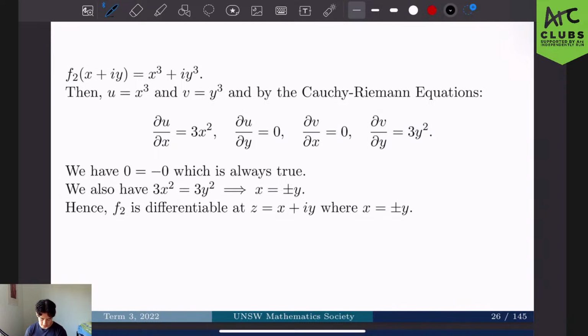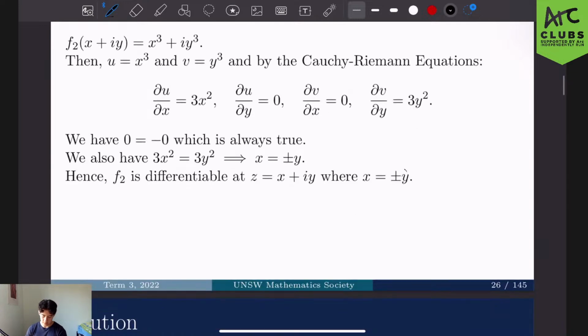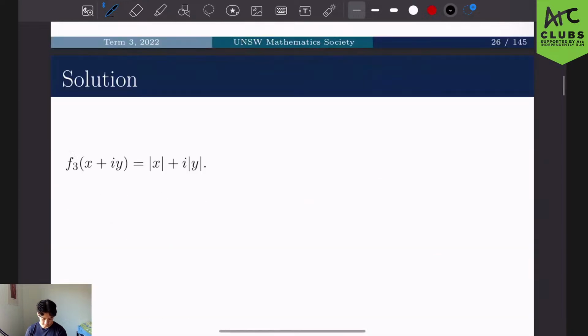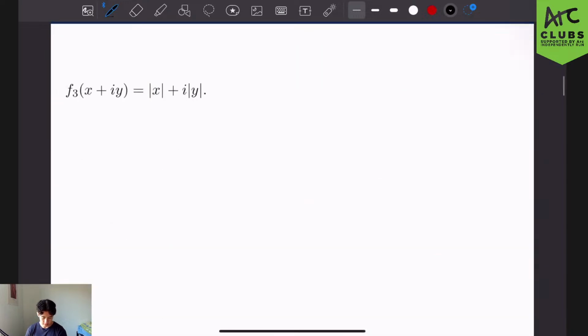Both of these conditions are satisfied when, because the first one is always true, we just need to know when the second one is true. So we can just say it's differentiable whenever this is the case. Alright, moving on to the last one.